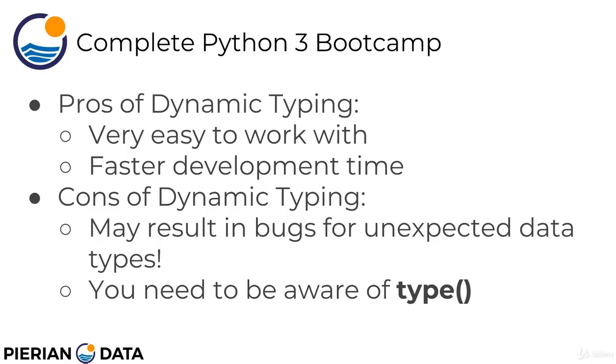Now, this is kind of a double-edged sword because the con is that this may result in bugs for unexpected data types. Because you don't have these restrictions on data types, especially when you're dealing with user input, you may have unexpected data types show up, and that can cause problems later on in your operations. So you should be aware of the data types as you're coding, and you can use the special type function that's built into Python to quickly check the type of any variable. And we'll show you how to use that in just a little bit.